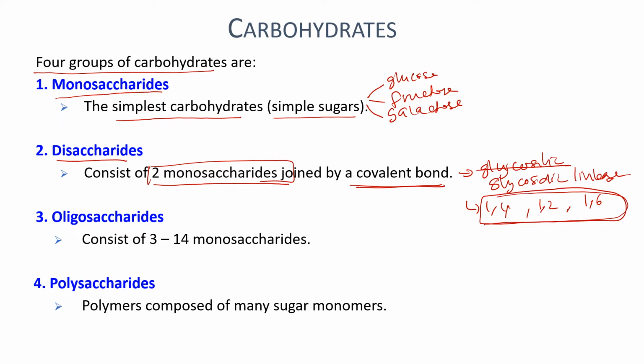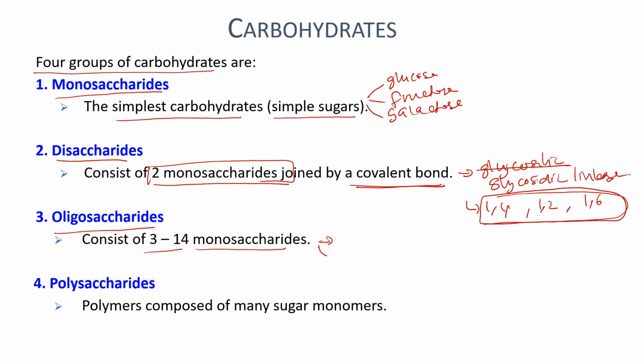And then the third group of carbohydrates is the oligosaccharides, which consists of 3 to 14 monosaccharides that are linked together. For example, oligosaccharides can be found attached to proteins that are embedded in the plasma membrane, and these are known as glycoproteins. And also there are oligosaccharides that are attached to lipids in the plasma membrane. We call them glycolipids. So these glycolipids and glycoproteins have specific functions in the plasma membrane, which we are going to look at later in chapter 3, plasma membrane transport.